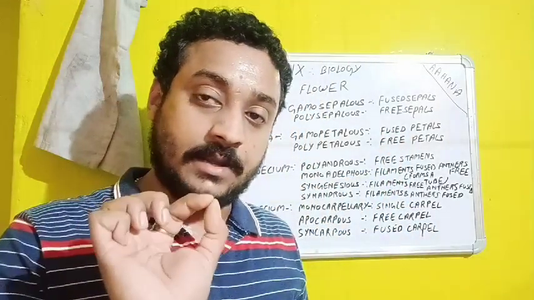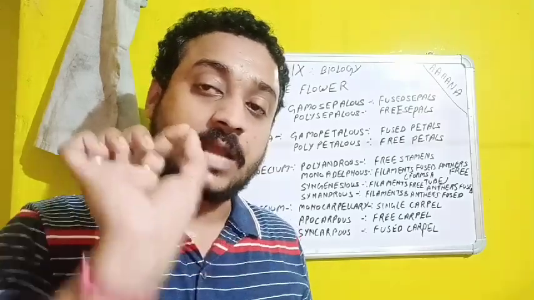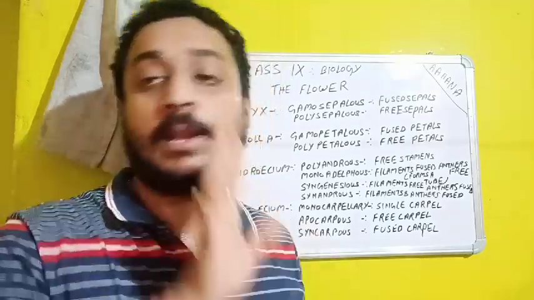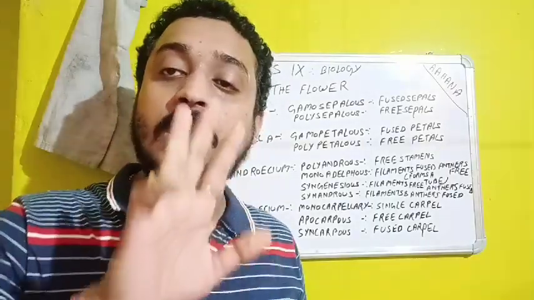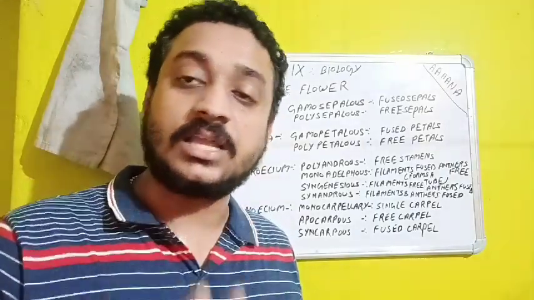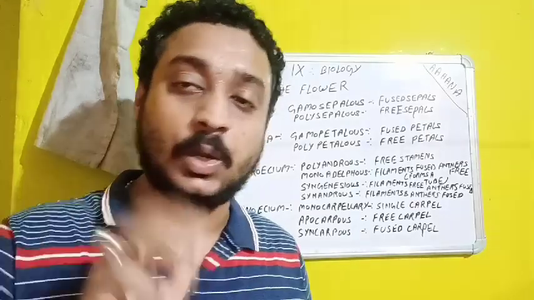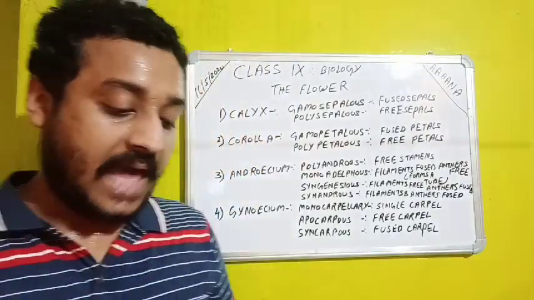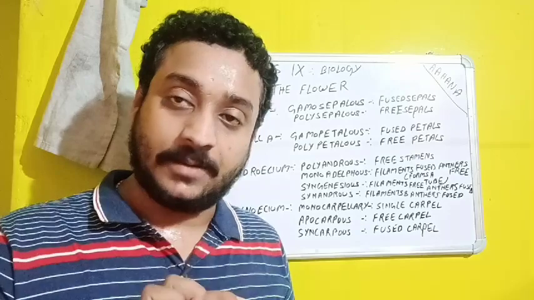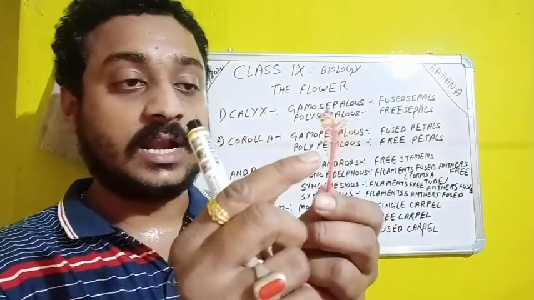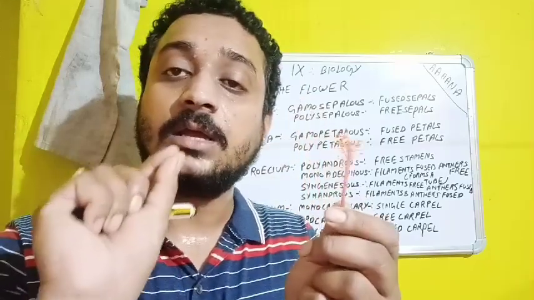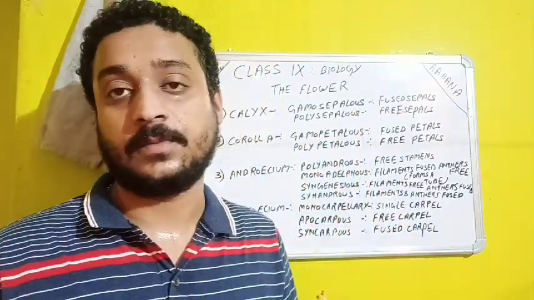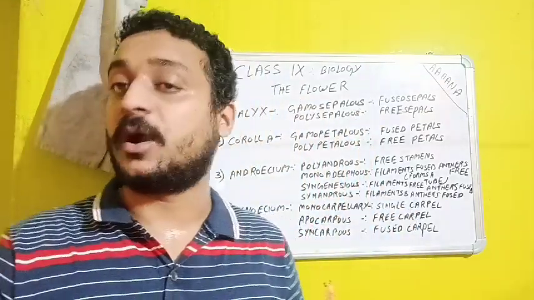Now, anther, filament and connective together are called the stamen. The anther is connected to the filament, and anther and filament are connected by the smallest tissue known as connective. Now the anther is the male reproductive part of the flower.